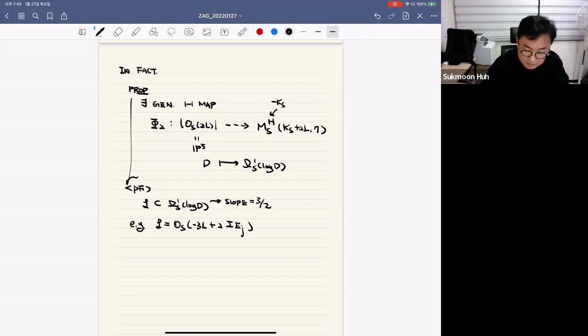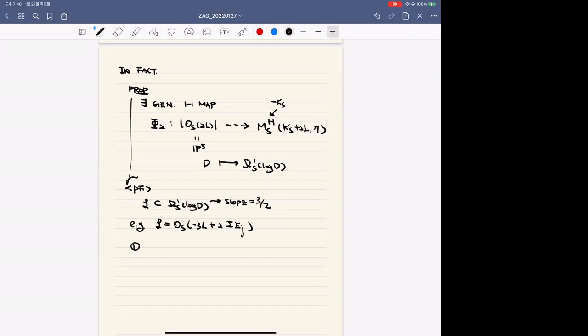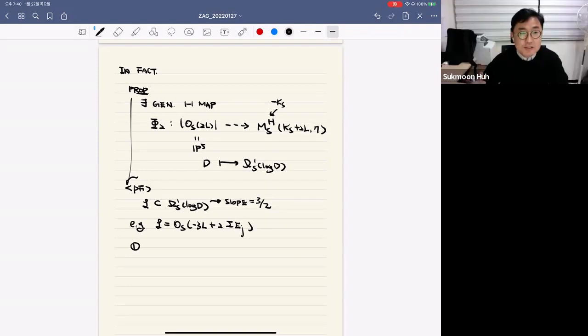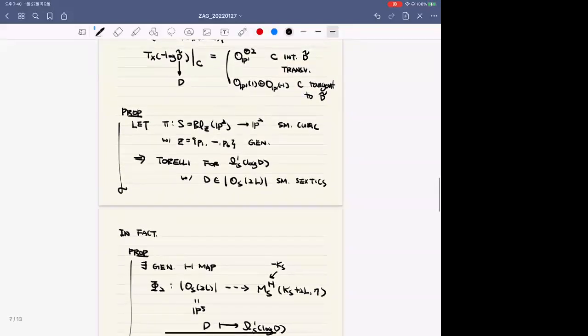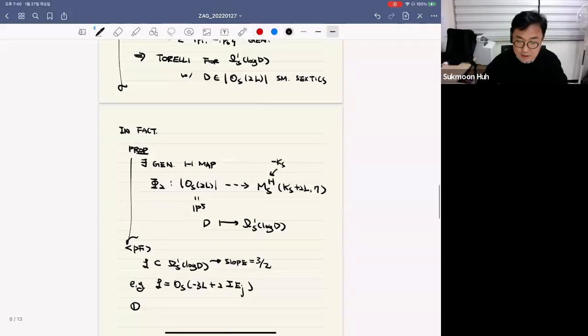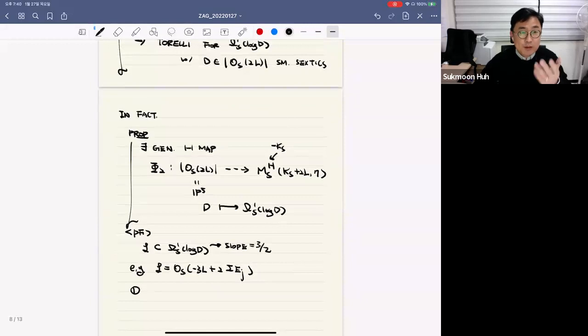right? Then what is S, sorry, and what is L? Here, what is S and what is L? Sorry, S is a cubic surface. I'm using the same notation used in this proposition. And L is the pullback of O_P2(1).